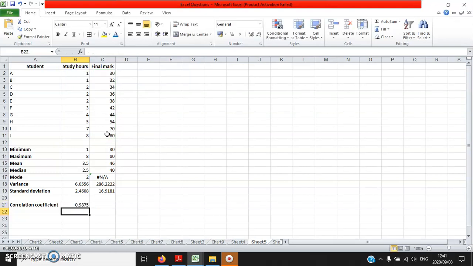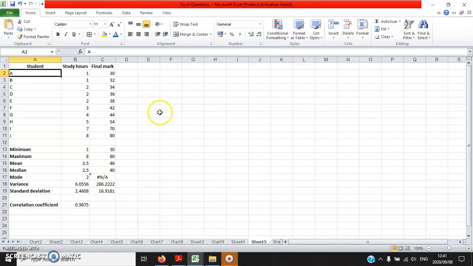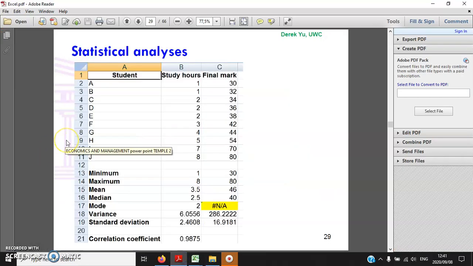Okay. Yes, correlation coefficient 0.9875. Remember from your undergraduate econometrics, correlation, or even your BUS statistics 132. Correlation coefficient is ranged between -1 and +1. And for this one, 0.9875, it is very close to +1. Then it means there is a strong positive relationship between study hours and final mark. It makes sense because students who work harder, who study longer hours, are expected to perform better as a student.